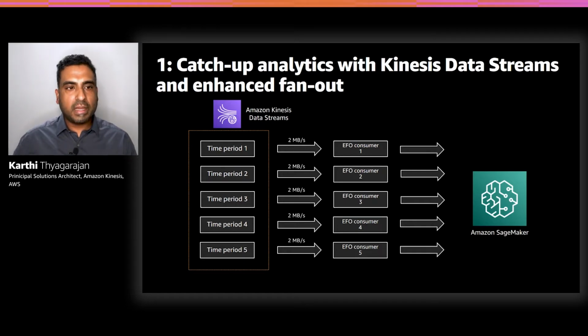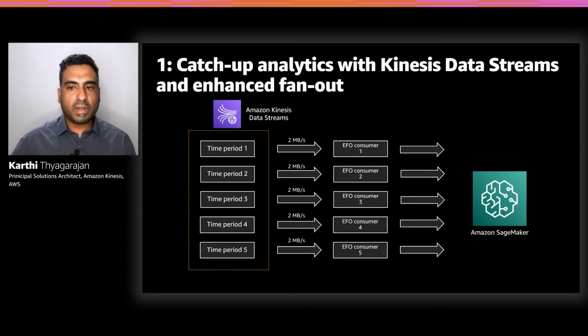So what you get is data being read in parallel at a rate of 2 megabytes per second per consumer, working out to a total of 10 megabytes per second. So this allows us to draw down on the retained data much more quickly so that it can then be used to train our fraud detection model.